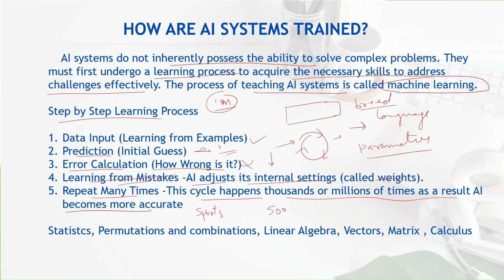Machine learning is nothing but pure maths. In your school days and college days, you must have learned statistics, permutations and combinations, linear algebra, vectors, matrices, calculus. All these mathematical concepts are used to make your machine learn. These concepts are used in machine learning. So, using these concepts, your machines will become artificially intelligent machines.